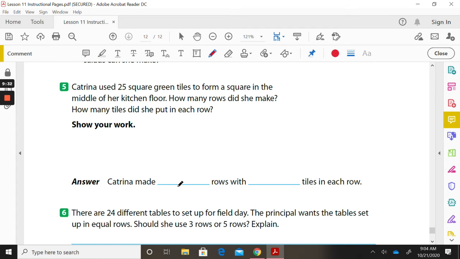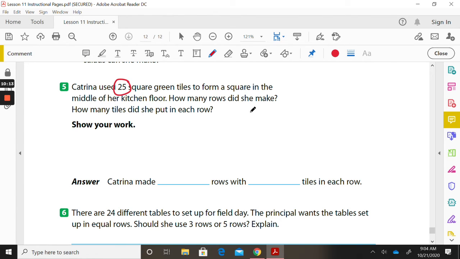Moving on to number 5. Katrina used 25 square green tiles to form a square in the middle of her kitchen floor. How many rows did she make? How many tiles did she put in each row? Well, I'm looking at 25. That's my total number of squares. I know from my multiplication skills that anytime a product ends in 5, I can use multiples of 5 to make a picture. So I'm going to start drawing rows of 5 until I get to 25.